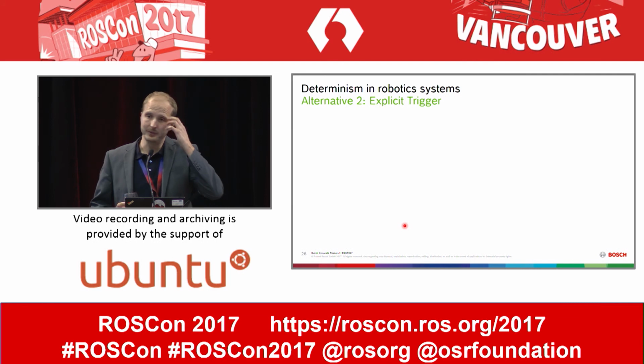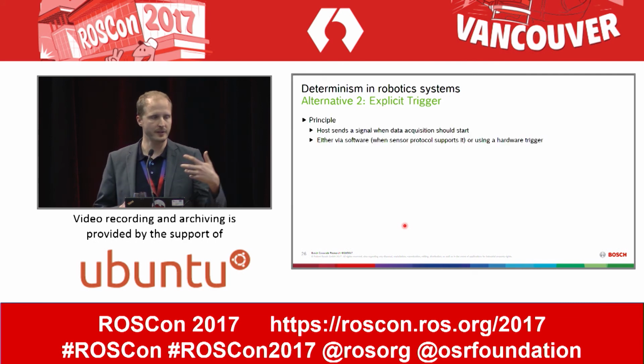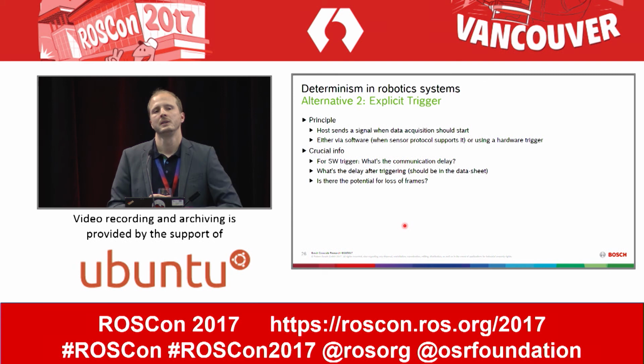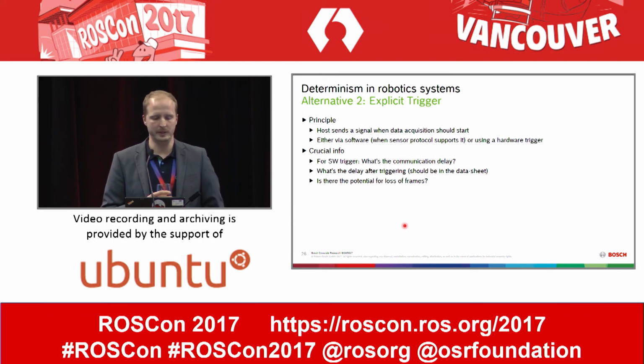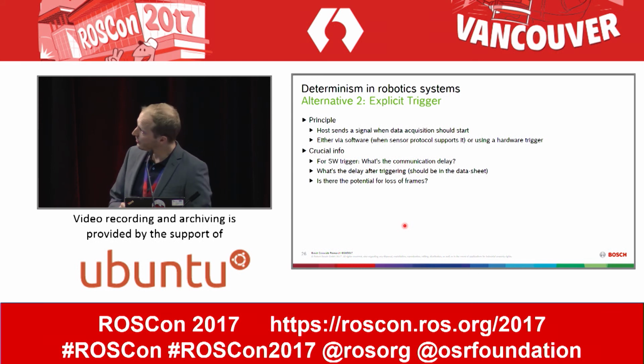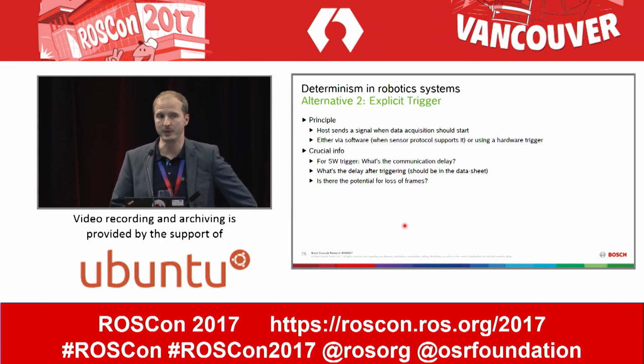An alternative approach is that you have a trigger. A trigger means that the host sends a signal to the sensor device when the acquisition should start. Many cameras, for example, can do this via software. For other devices, you may need to use a hardware trigger line. And again, if you have a software trigger, you need to know the communication delay. In the times of FireWire cameras, we knew that fairly exactly. In the times of gigabit Ethernet cameras, that's a bit harder to guess, but you can measure it again. And what you should also know is, particularly for high rate sensors, if you don't use a real-time receiver thread, there's a big chance of lost messages, and you need to account for that also.